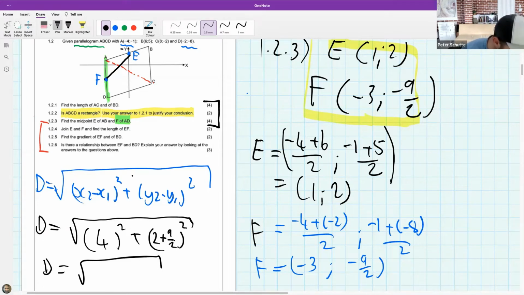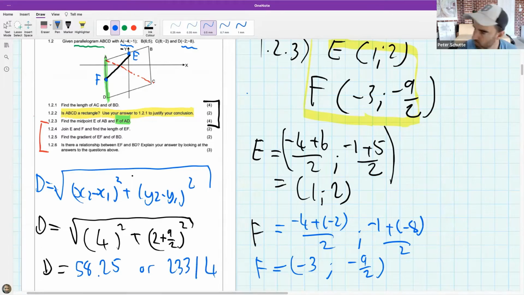So my calculator gives me 58.25 if I leave it in decimals. So 58.25 or 233/4. Okay. So that is the answer to those two.